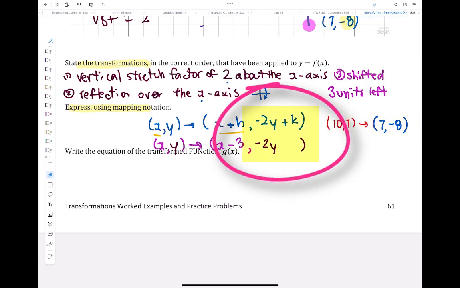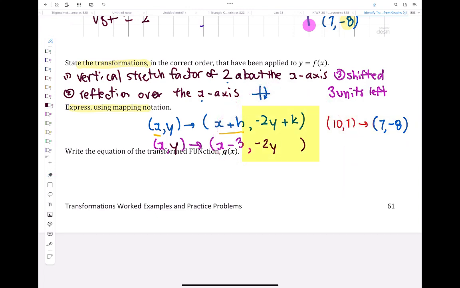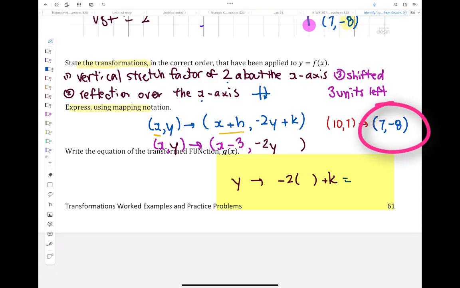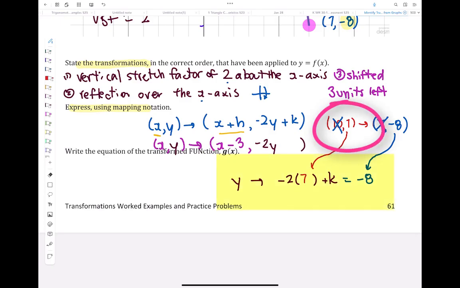So I'm going to use the y component of my partial mapping notation here. And you see I've switched to this darker color. So y is going to map to negative 2y plus k, and by the time I'm done, it's going to equal negative 8. So that negative 8 is going to end up there. I don't care about the 7. I don't care about the 10 because that was the x. I already dealt with that. And this 7 is going to go here. And technically, I could put a 7 right here as well, but I don't know that I really need that.